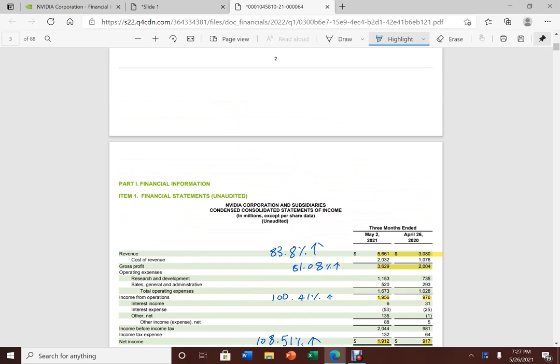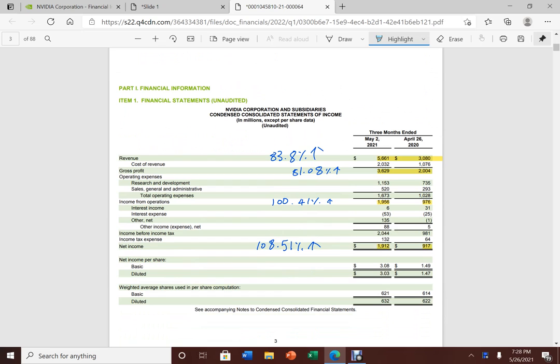Today we'll be talking about NVIDIA's quarter one earnings. To begin with the financial statements, we can see NVIDIA's revenue has an increase of 83.8% on a year-over-year basis from quarter one 2020 to quarter one 2021. Quarter one 2020 revenue came in at about 3.08 billion versus quarter one 2021, where revenue comes in at 5.661 billion.